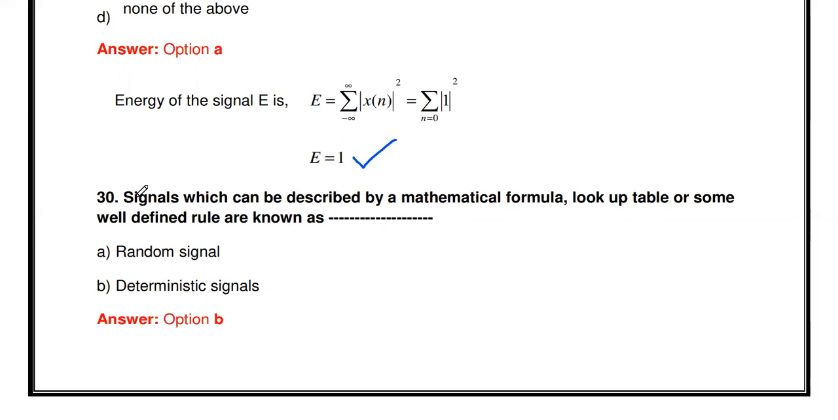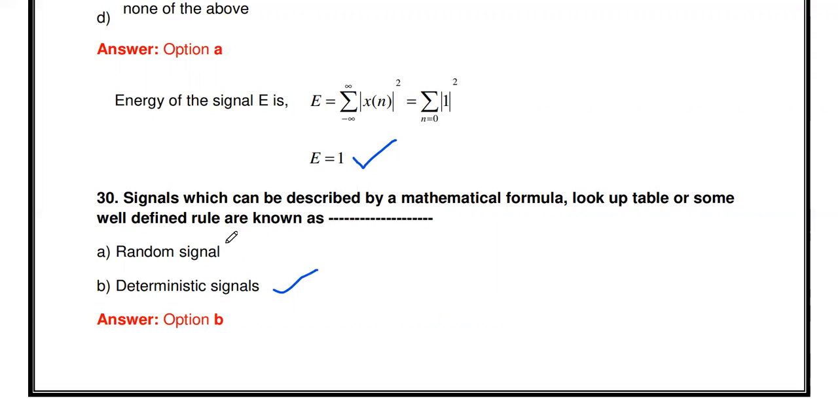There is one more category in the classification of signals: deterministic and random. What does deterministic mean? Any signal which can be described by a mathematical formula, a lookup table, a graphical method, or some well-defined rule, so that we can define the signal at any time, is called a deterministic signal. All our standard signals, unit step, impulse, sinusoidal, that is cosine signal, rectangular pulse, signum, all the standard signals we've discussed, are deterministic signals.